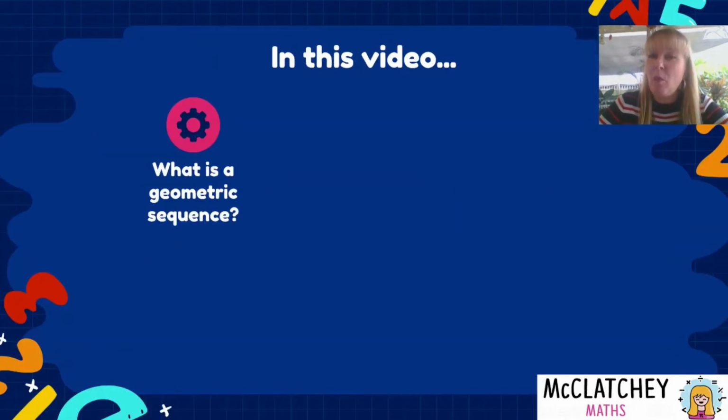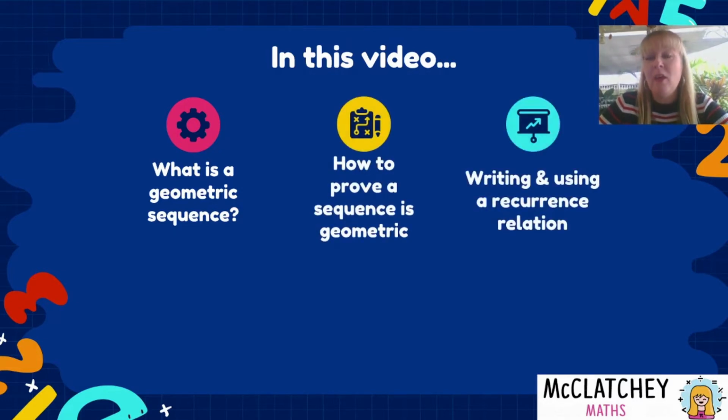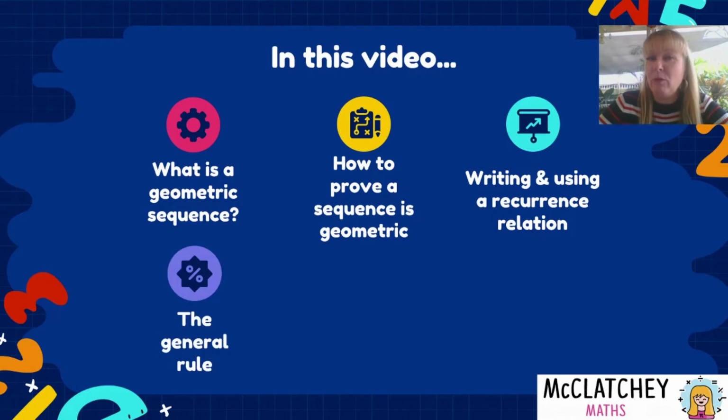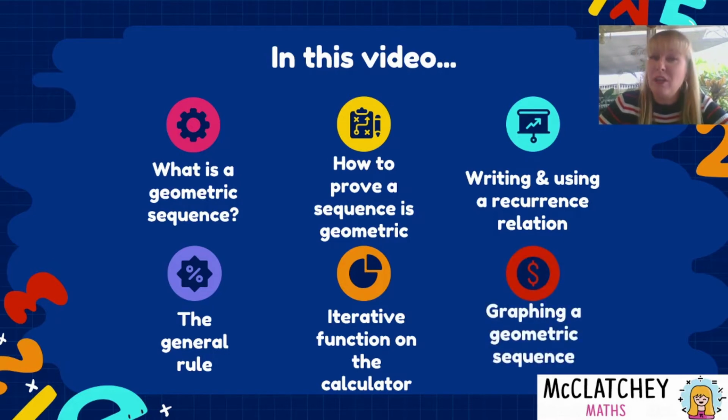Now in this video we're going to cover a few different things. We're going to look at what a geometric sequence is. I'm going to show you how to prove that a sequence is geometric. We're going to talk about recurrence relations, how to write them, how to use them and when to use them. We're going to look then at a general rule, and this is usually on your formula sheet in your state. And then we're going to show you how to use the iterative function on your calculator. And finally, we're going to show you what a geometric sequence looks like when it's graphed. So this video is jam-packed. You're not going to want to miss this one.